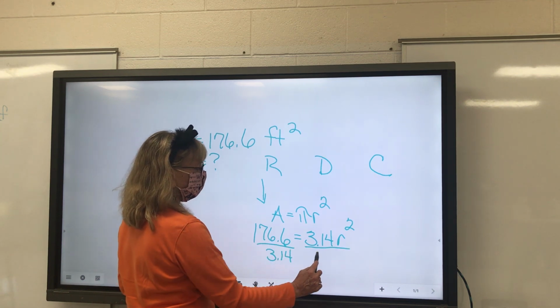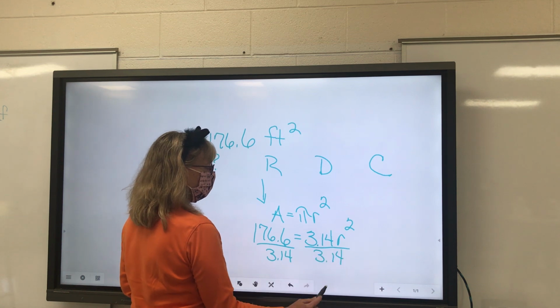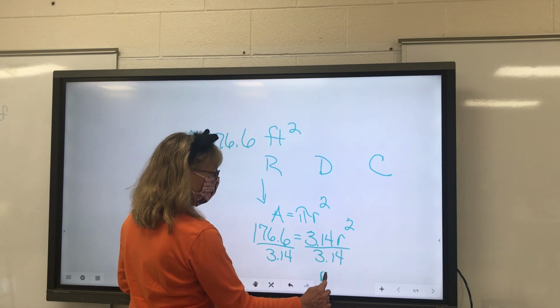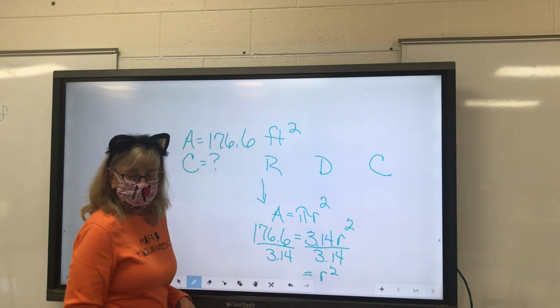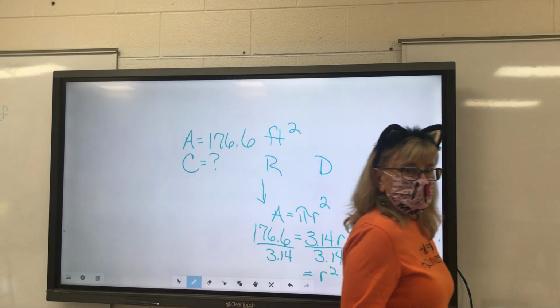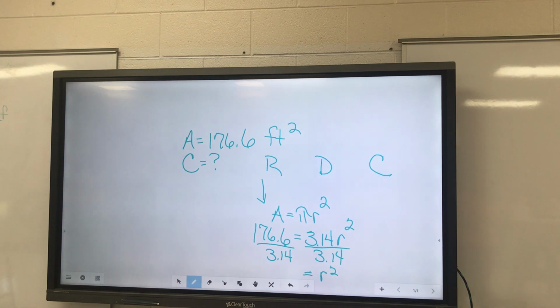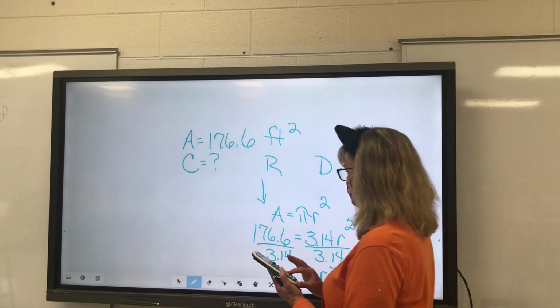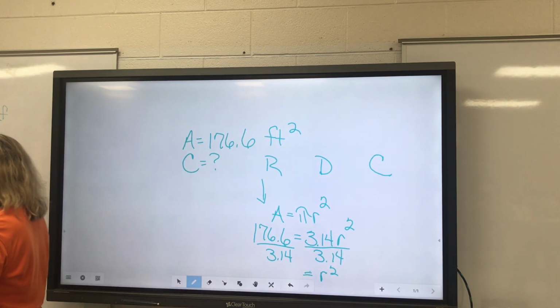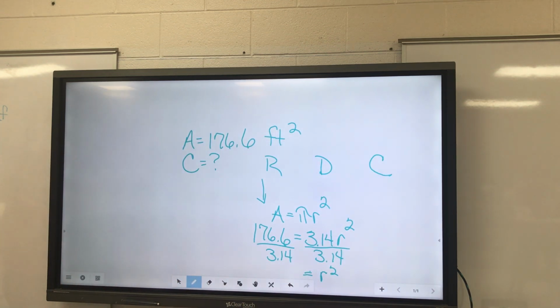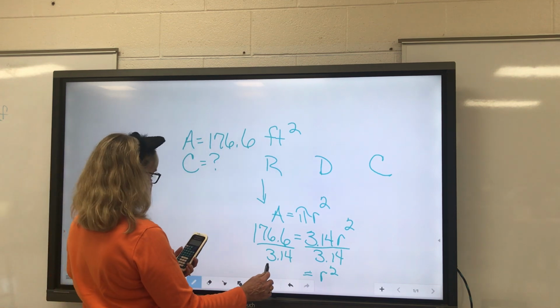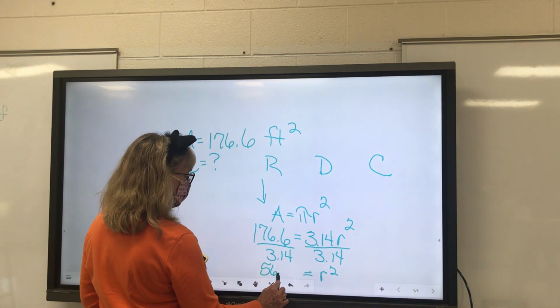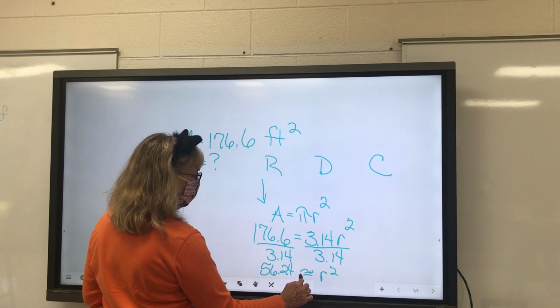I'm going to teach you something new today. So we get r squared equals, let's see, 176.6 divided by 3.14. Oh, it's 56.24, and it keeps going. We're just going to call it approximately that.